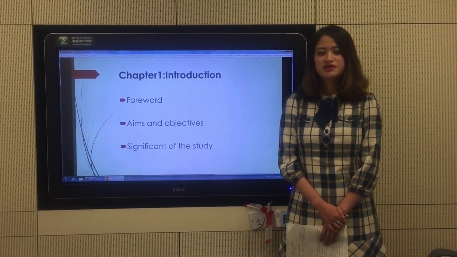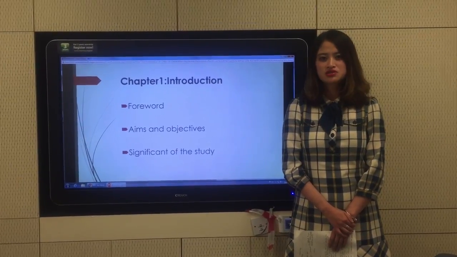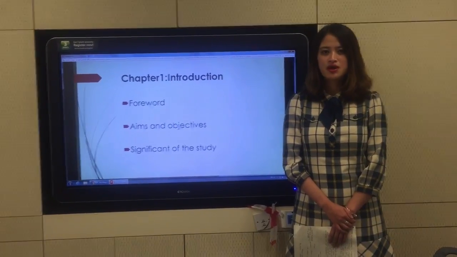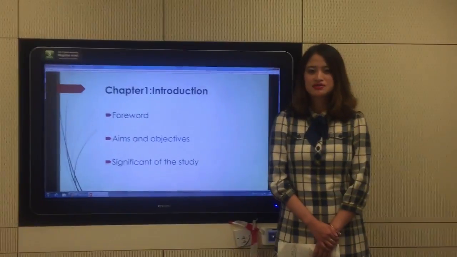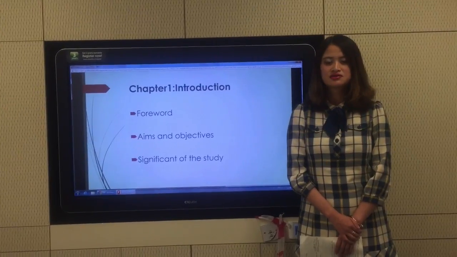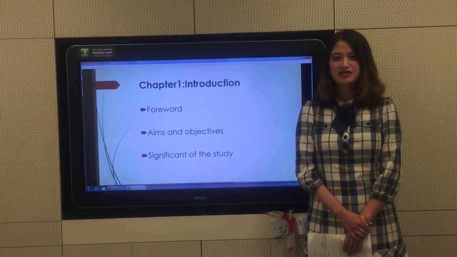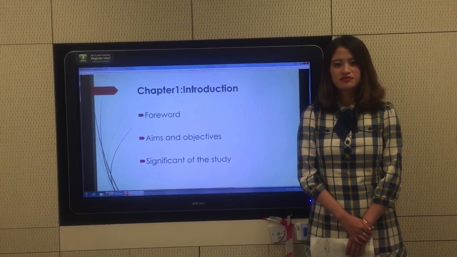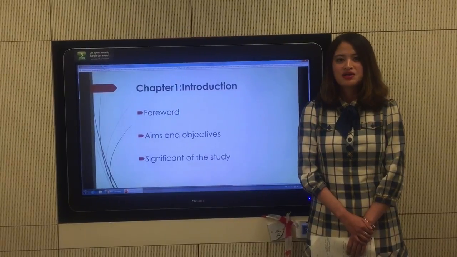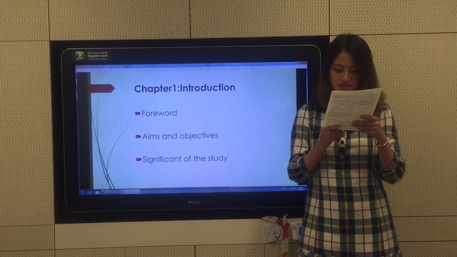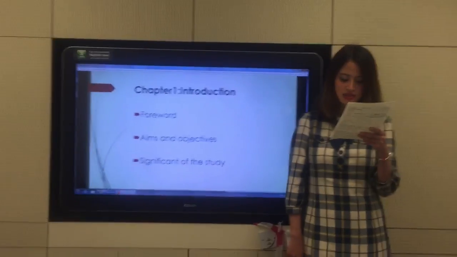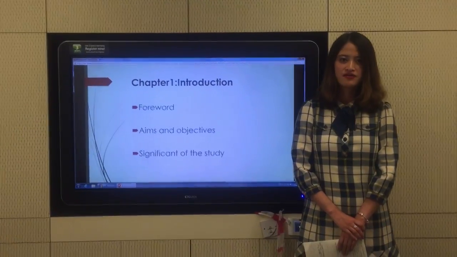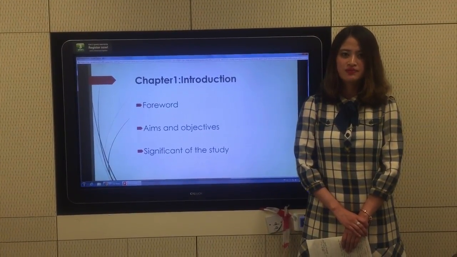Now, to begin with the introduction, this chapter is divided into 3 small sections. The first one is foreword, the second one is aims and objectives, the third one is the significance of the study. With the development of the global economy, nowadays human resource management has attracted continuous attention. It is worthwhile to assess the impact of incentive systems on employee performance.